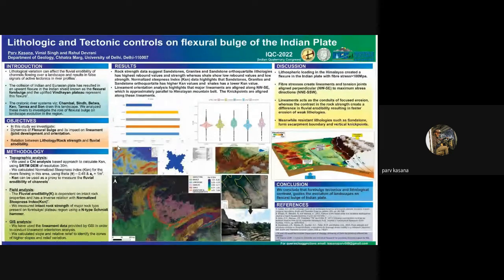So we conclude that flexural bulge tectonics is basically guiding the exhumation of the rock types, and the lithological contrast overall is the major factor which guides the landscape formation and formation of different kinds of geomorphic units in this region. Thank you.